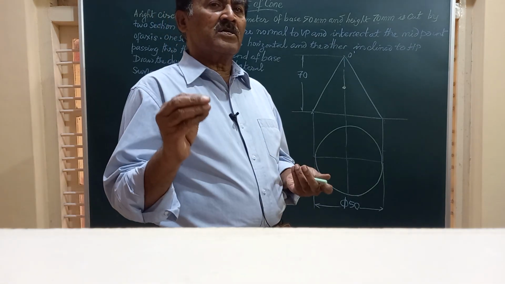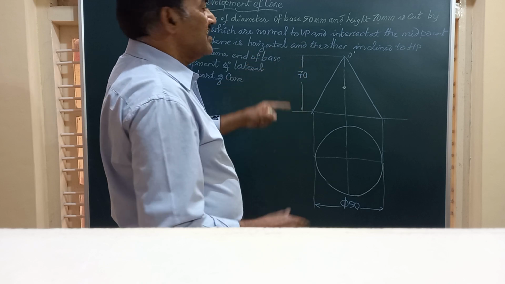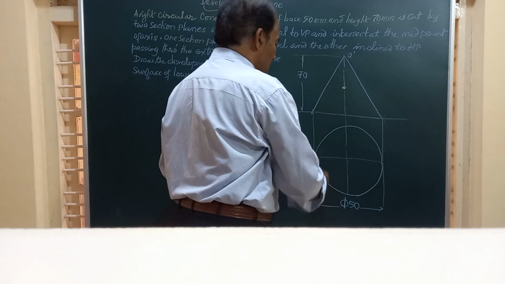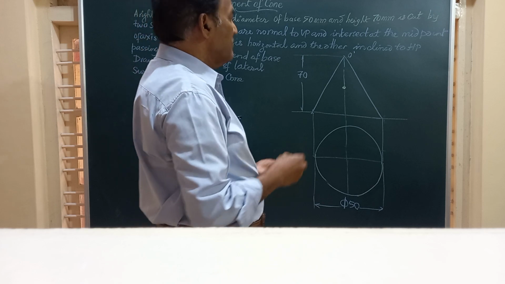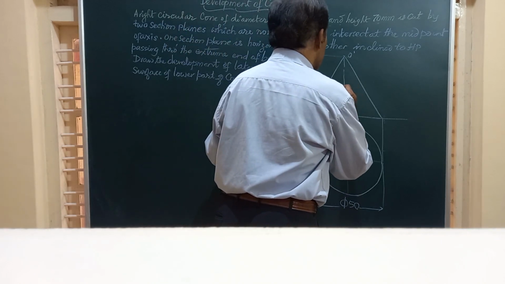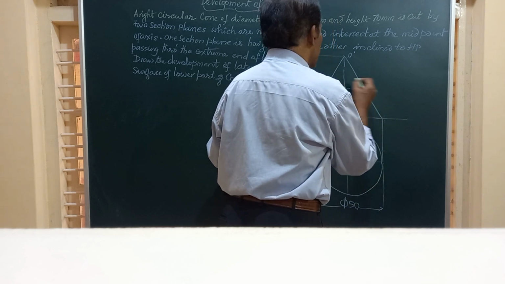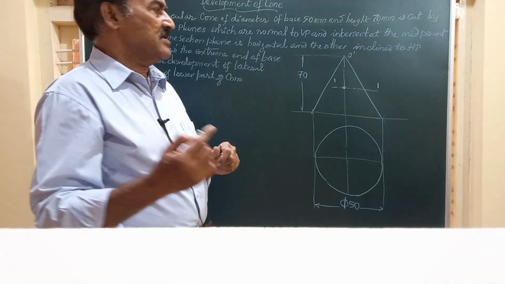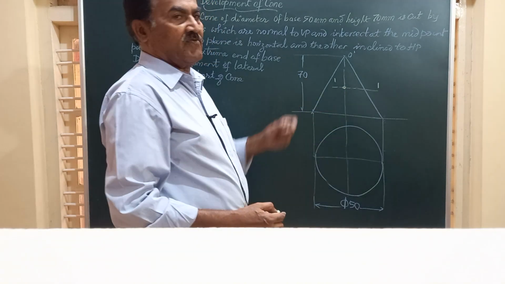So friends, since the section planes are perpendicular to VP, they are seen as lines in the front view. So I have constructed a triangle of diameter of base 50, height equal to 70, and we are required to mark the section planes. One of the section planes is horizontal. Friends, I will write a horizontal line through that and call it 1 and 1. Section plane 1 1 is horizontal, passing through the midpoint of the axis. This height is 35 mm, half of 70.